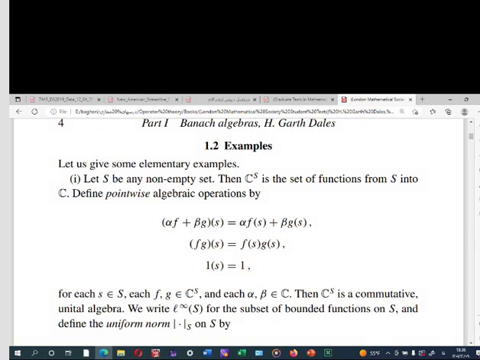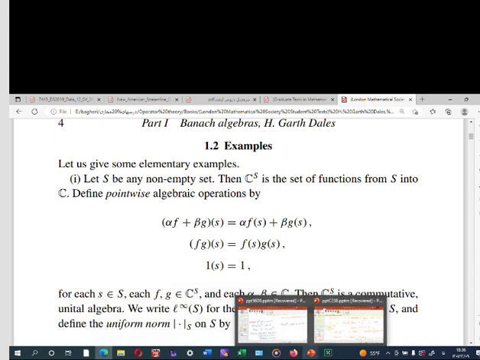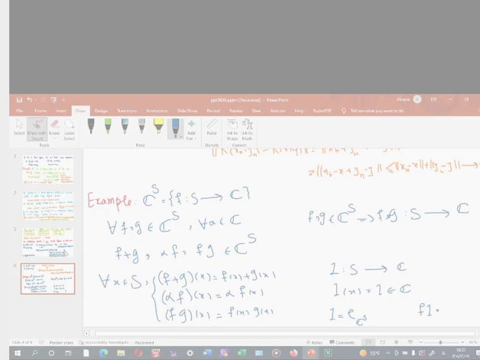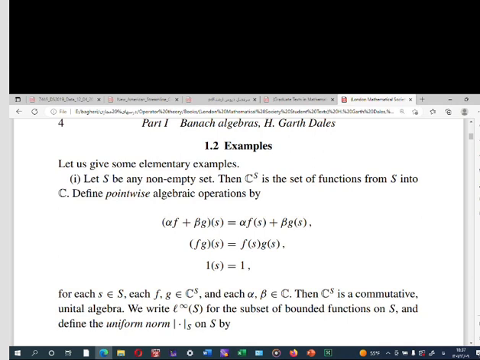so we have this operation, and also we have the constant function 1, the constant function from S to C by this function rule. This equals 1 for any x, 1 of x equals 1 in the complex numbers. Okay, this 1 is the identity element of this space, because it is very trivial that f1 equals f. This is a commutative unital algebra.